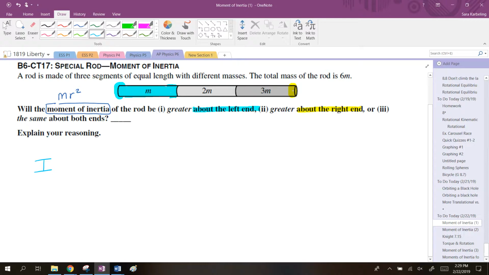The moment of inertia of this little piece here, I'll call it A, is going to be the mass of A times the radius squared. Right? Of that piece, yeah. So then we could also write down the moment of inertia of the second piece, right? That's going to be 2m. Then there's another radius thing in there.